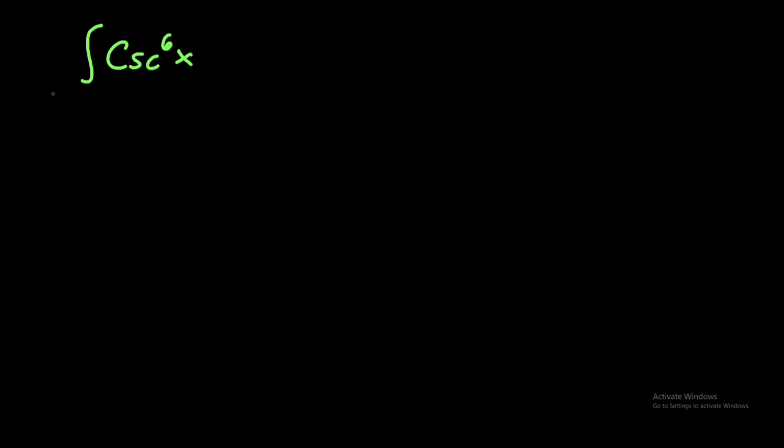For the last problem, the integral of cosecant to the power of 6 of x. So, as I explained earlier, the exponent here is an even number, so this will be simpler. And so, the first thing we're going to do here is to factor out cosecant squared of x.